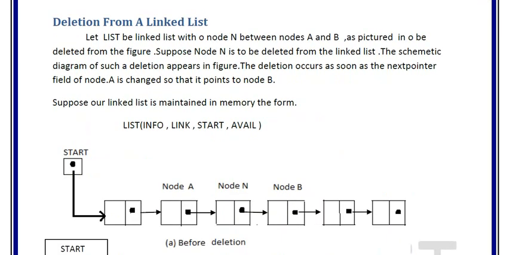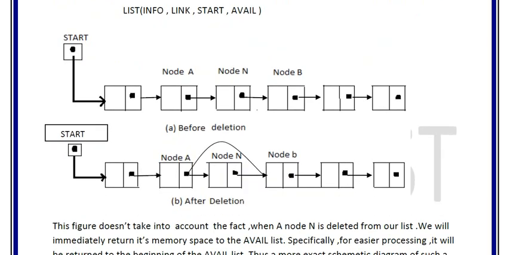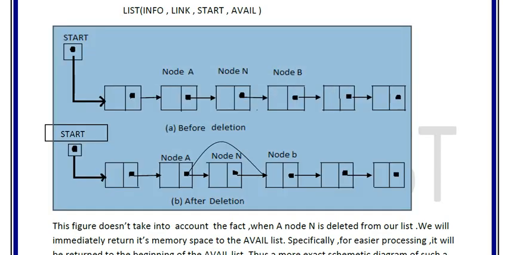Deletion from a linked list is given here. Here we have node A, node N and node B. We need to delete the node N, which is the before deletion. After deletion, this link will be directly connected to B, skipping the N section. That is done here. This node A is directly connected with node B, skipping the node N. That is the condition after deletion in linked list.